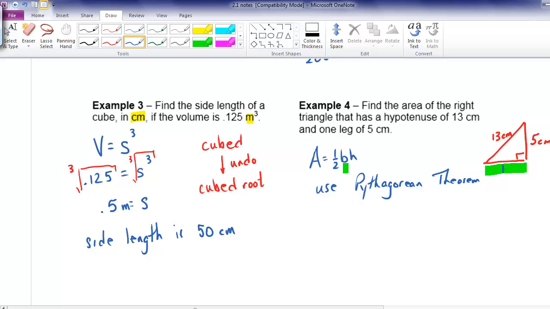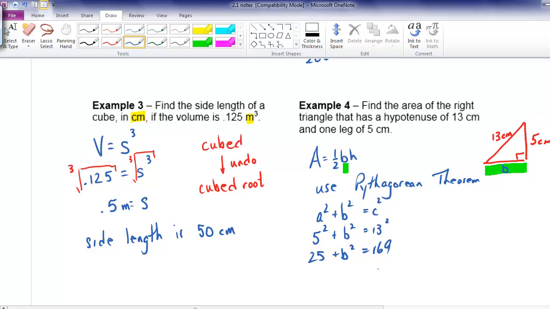I'm going to call that b then, b for base. And if you remember, Pythagoras is a squared plus b squared is equal to c squared. And this only works with the right triangle. Again, that's a little formula. Right now, it becomes Fisher-Price math time. 5 squared plus b squared is equal to 13 squared. 25 plus b squared is equal to 169.